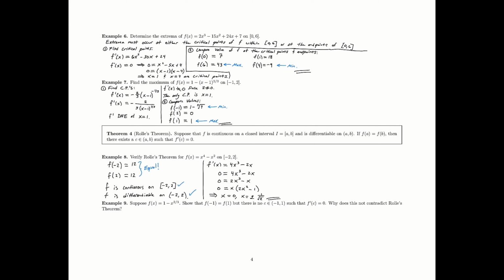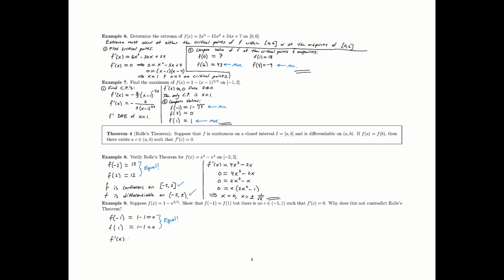First thing we'll do is show that f of -1 is exactly the same as f of 1. So f of -1 would be 1 minus 1, which is 0, and f of 1 is 1 minus 1, which is 0. So again, these two are equal. But there's no c in this open interval. So let's try to find that c.